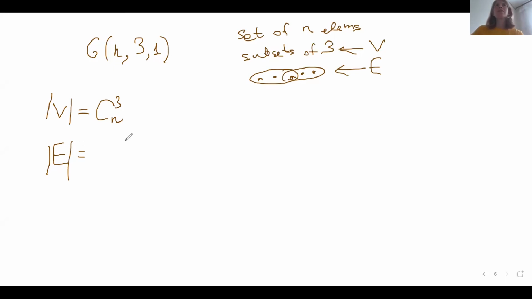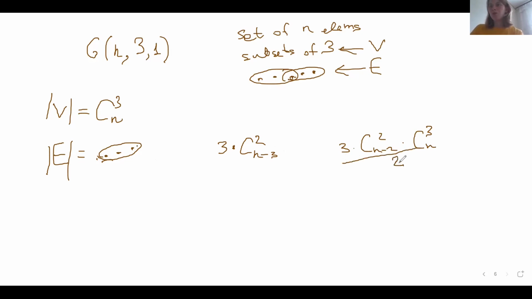Okay, now let's move to the number of edges. Let's firstly count how many edges each vertex has. Each vertex has three elements in the subset it came from. And how can we draw an edge here? We must choose one of these three elements. We can do it in three different ways. And we must choose two more elements. We can do it in this number of ways, because we need to choose two elements out of the n minus three elements remaining. So totally the number of edges is three multiplied by this and multiplied by this. But in this way, we counted each edge twice, so we have to divide by two.